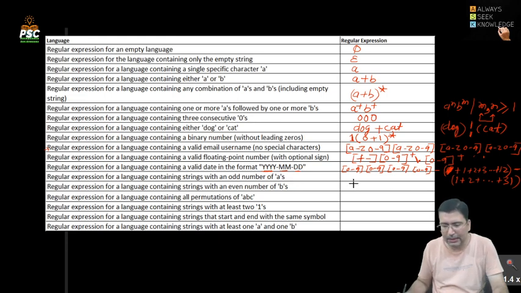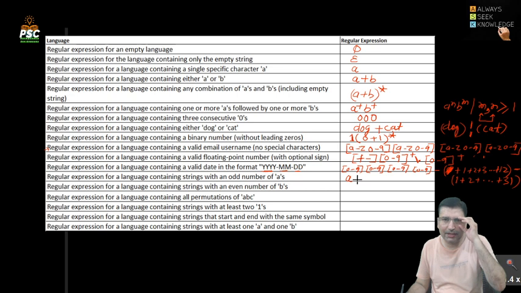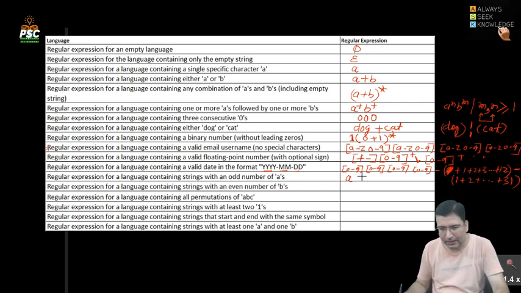This is easy. If you want to write an automata for an odd number of A's, you ensure that at least one A will be there, and after that consecutive A's will occur. So for an odd number of A's, there is no restriction on B.